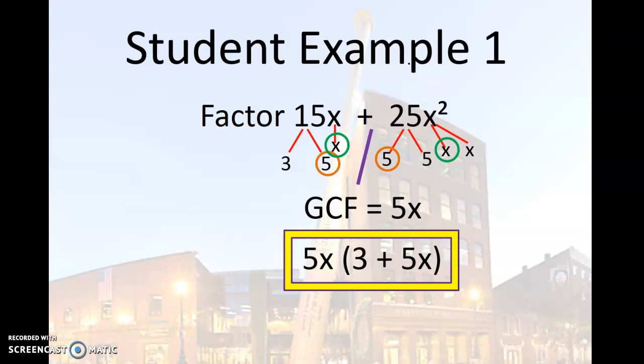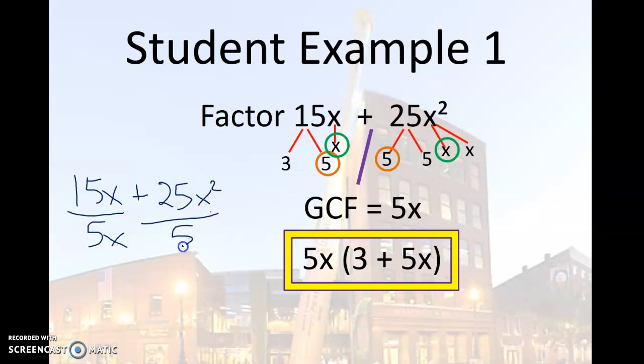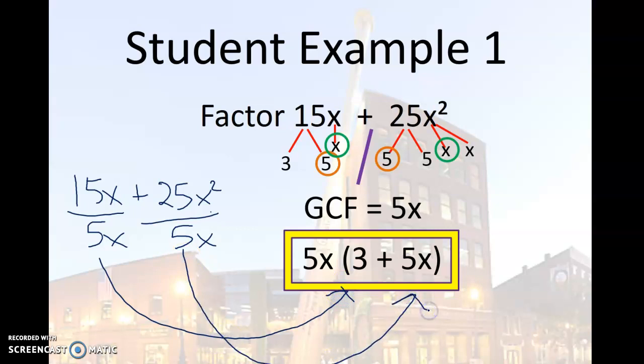So then we take that out, pull the GCF out by dividing both terms. So this is what it didn't show you. 15x divided by 5x, and then plus 25x squared divided by 5x. Dividing both terms by the GCF. 15x divided by 5x is just 3. And 25x squared divided by 5x is 5x. And then notice the GCF is on the outside right there.